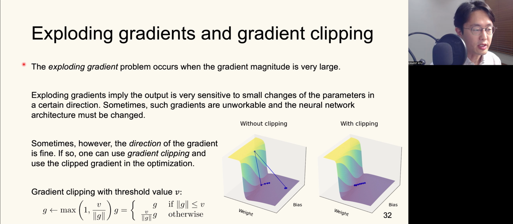So again, you have the exploding gradient problem when the gradient magnitude becomes very, very large. When you have an exploding gradient, that implies that the output is very sensitive to small changes of the parameters in a certain direction. And sometimes these kind of gradients are unworkable, and the only way to fix things is to use a different neural network architecture.